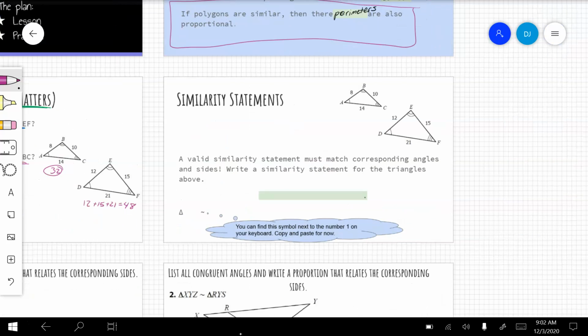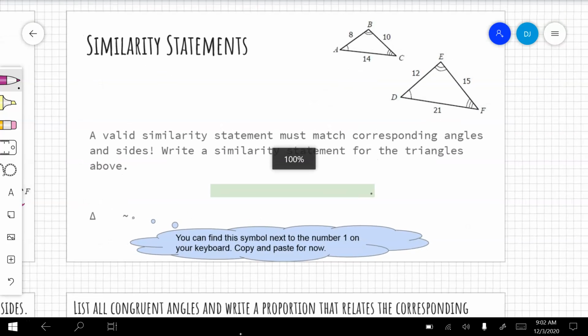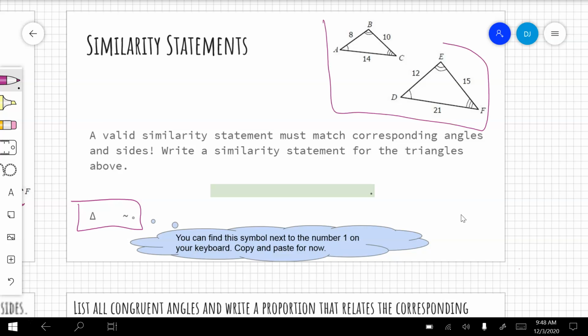All right, let's go ahead and take a look at our similarity statement. I'm going to pause here for a second. When we're talking about similarity statements, a valid similarity statement must match the corresponding angles and sides. We've done this before with congruency statements, but this is a similarity, so we're making the statement that these two triangles are similar to each other, so it does look a little different. It's asking us to write a statement for the triangles above. Now, I included these symbols down here for you to copy and paste if you're on your computer. If you're writing this out on paper, please make sure you have the diagram of the two triangles included on your notes as well.